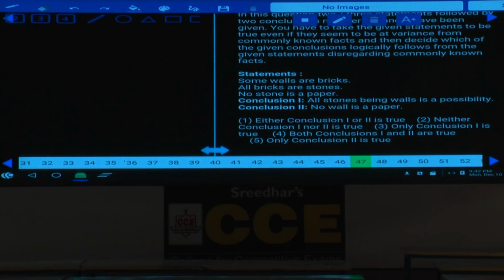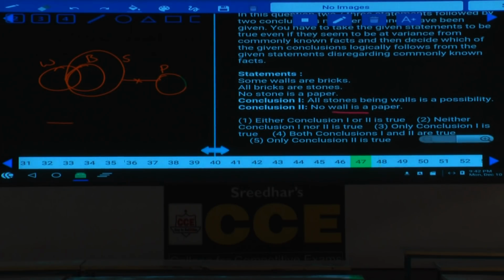Now in this question number 47, some walls are bricks. Some walls are bricks can be written like this, wall and brick. All bricks are stones. And no stone is a paper, no intersection between stone and paper. Now first one is a possibility.